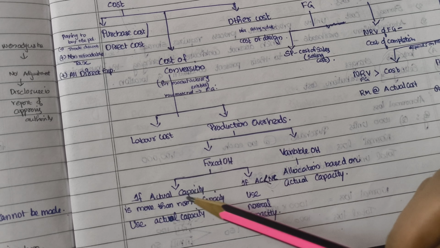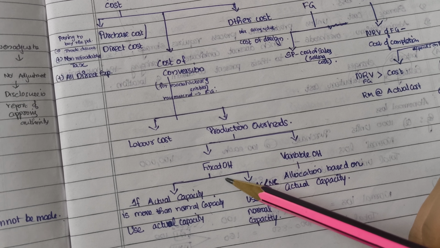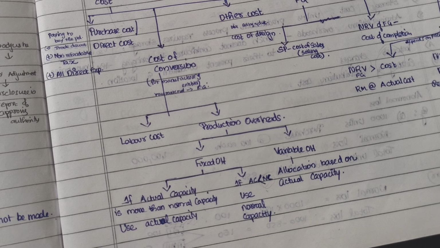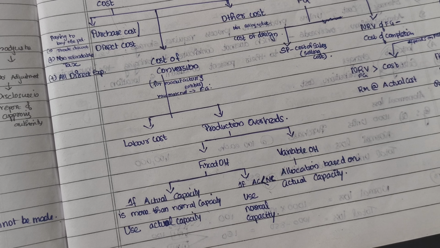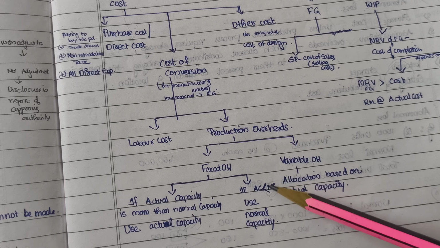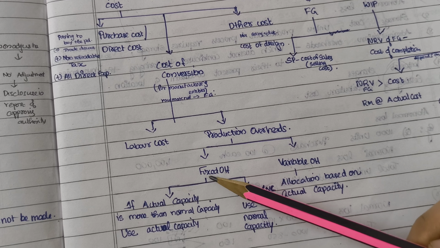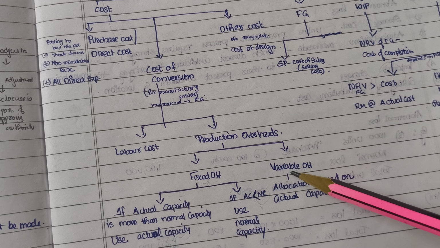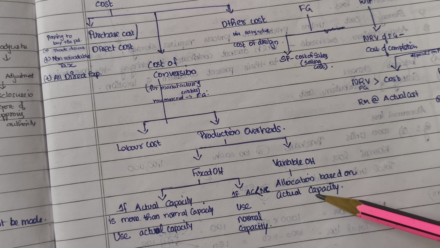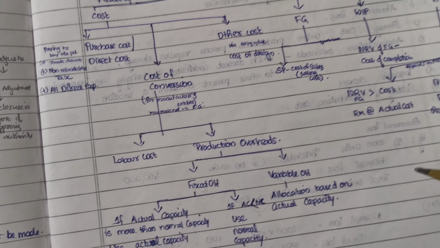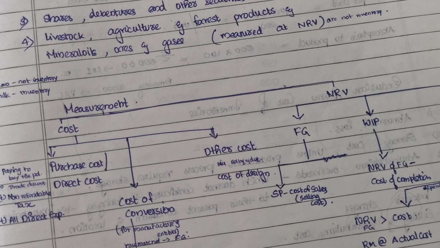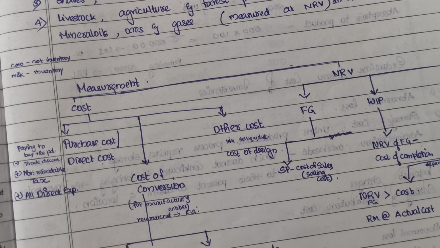For fixed overheads, if the actual capacity is greater than normal capacity, we use the actual capacity, and if actual capacity is less than the normal capacity, we use the normal capacity to allocate the fixed overhead. Variable overhead allocation will be based on the actual capacity. Then other costs are like selling, distribution cost and cost of design.